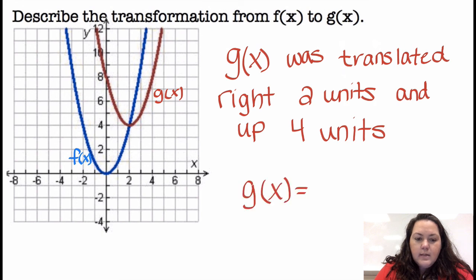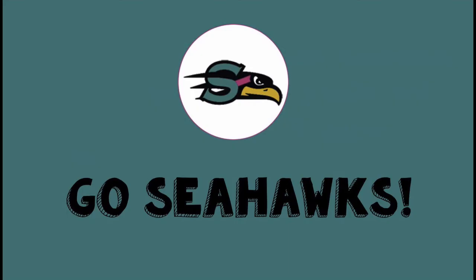So it would be g of x equals, a didn't do anything. It's going to be x minus 2, because it went to the right 2 units. So that's a minus 2 squared. And then up 4, so k would be plus 4. And that's it.